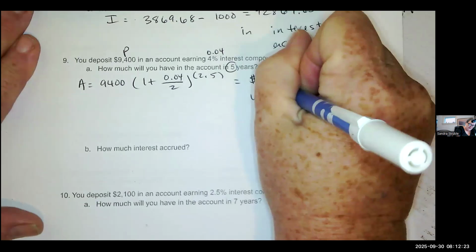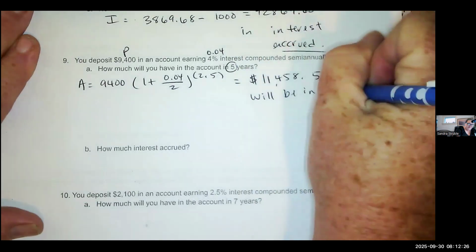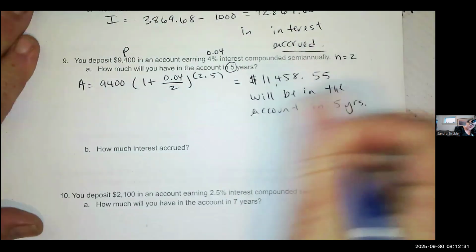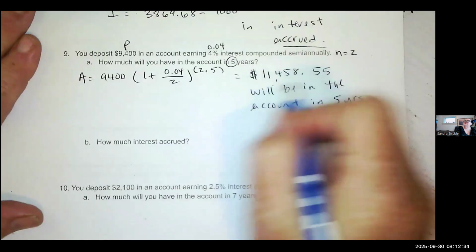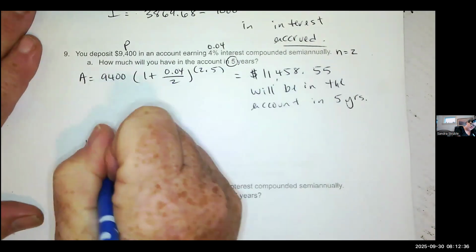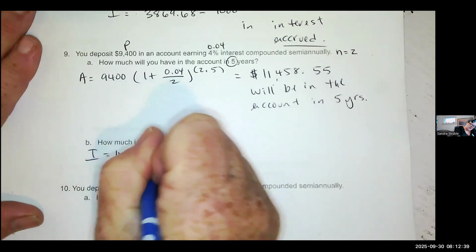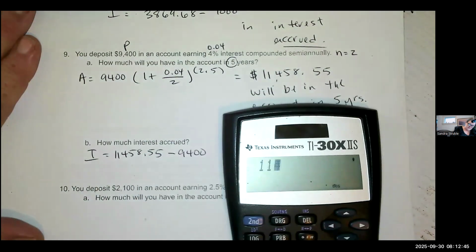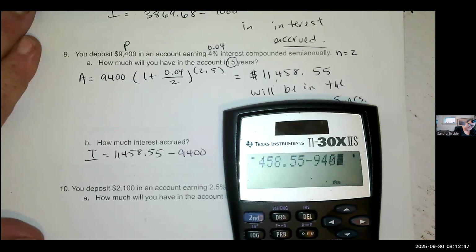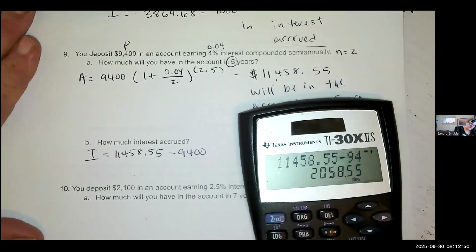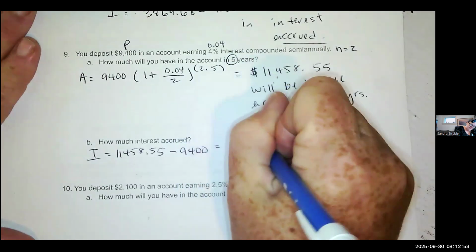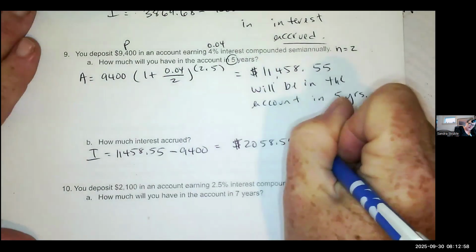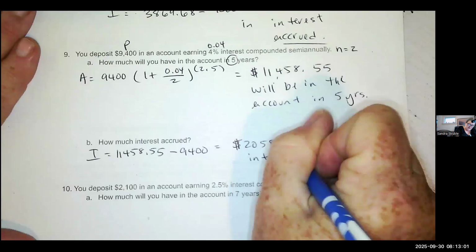Will be in the account in 5 years. Interest accrued is just the amount at the end minus the 9,400 at the beginning. Make sure and clear your calculators. And I got $2,058.55. Make sure and use your dollar sign. You have to have your units in interest accrued.